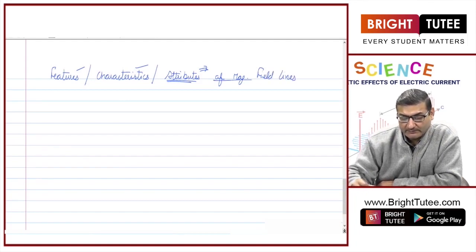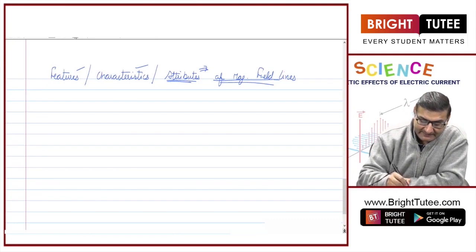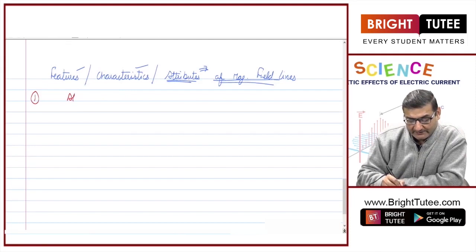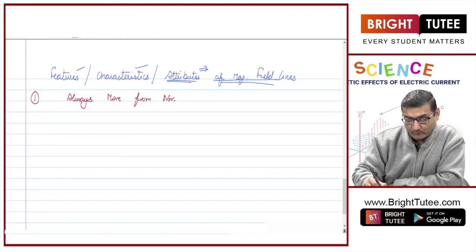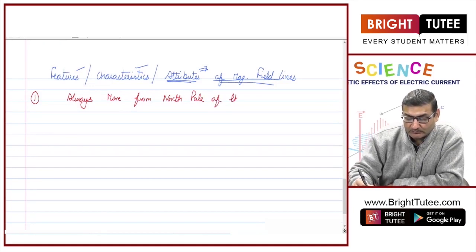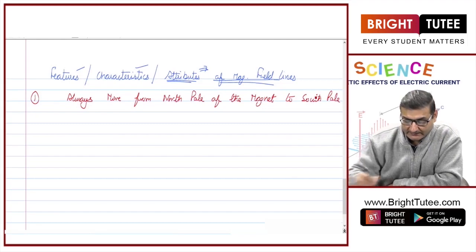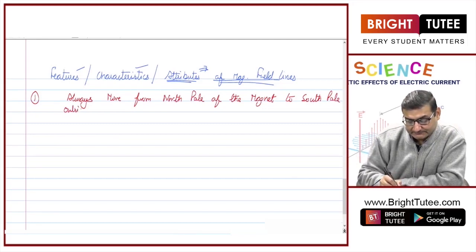This is quite important. Please try to relate. The magnetic field lines' features are: number one, these magnetic field lines always move from the north pole of the magnet to the south pole. They always move from the north pole of the magnet to the south pole of the magnet outside the magnet. I am talking about outside the magnet.